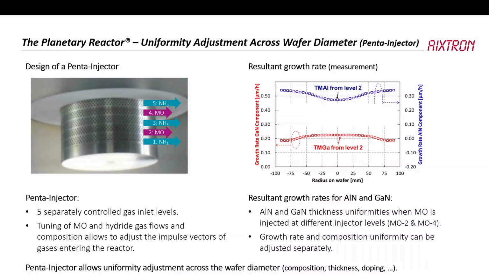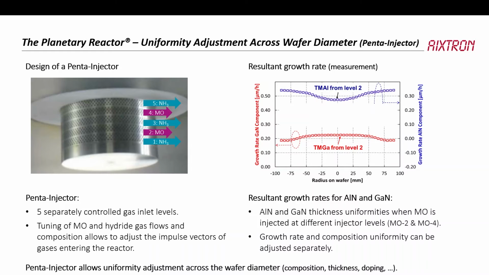When I said in the very beginning that it's so easy, you're in that sweet spot and you only have to think about flows and the rest will come from it and all your composition will be nice and so on, that's not entirely true if you look at large wafers, because the consumption of aluminum, for instance, towards gallium and vice versa will be different in both cases. Here on level 2, we have trimethyl gallium and trimethyl aluminum, and what we see is the growth rate here.